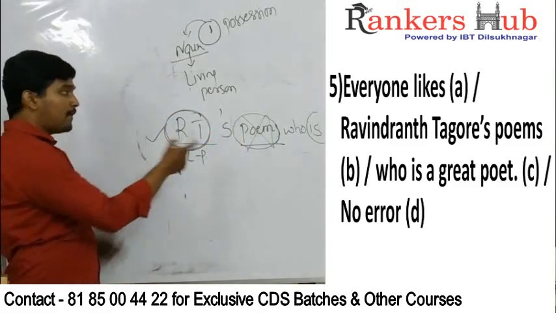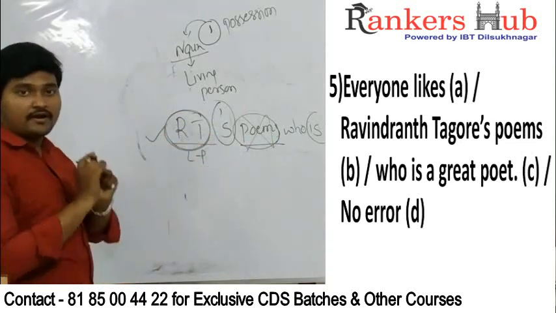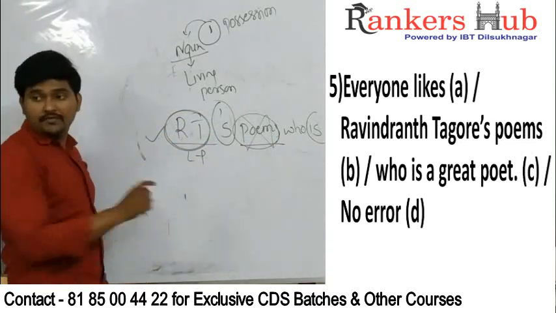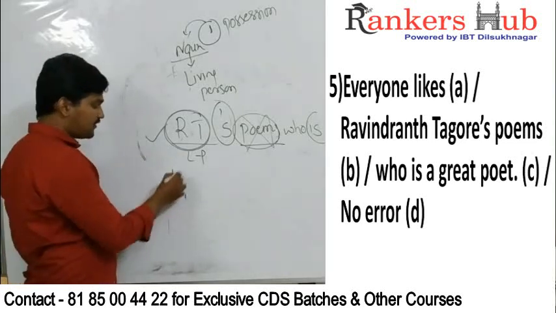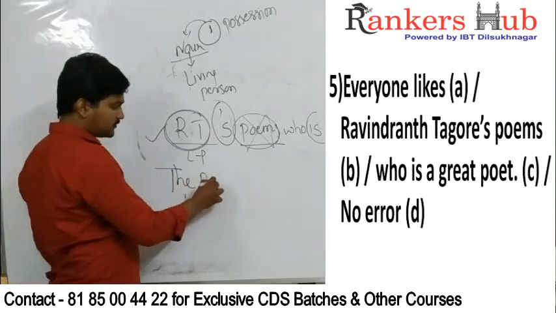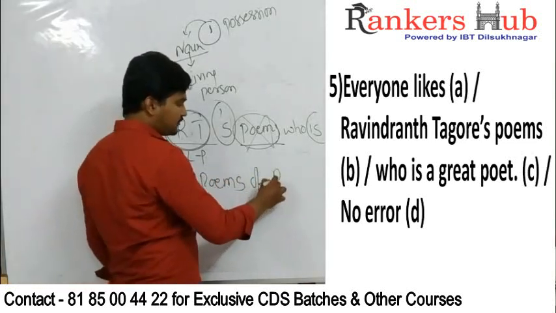How can I shift this? By eliminating this apostrophe. What can I do? I can eliminate this apostrophe and write the full form. Like I can say, everyone likes Rabindranath Tagore's poems. Everyone likes, I can write the poems in this manner. See, everyone likes the poems of Rabindranath Tagore.